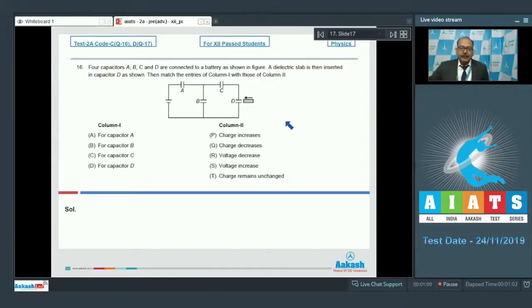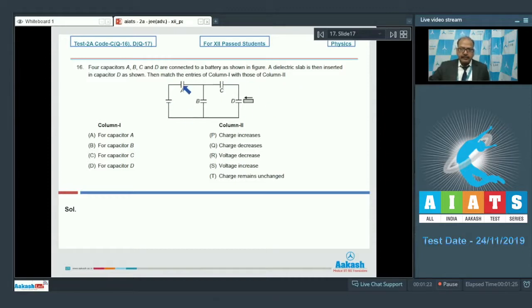Well, now we are in section 4, in which we have to match entries of columns 1 and 2. So question 16 says 4 capacitors A, B, C and D are connected to a battery as shown in figure. A dielectric slab is then inserted in capacitor D as shown. Then match the entries of column 1 with those of column 2.